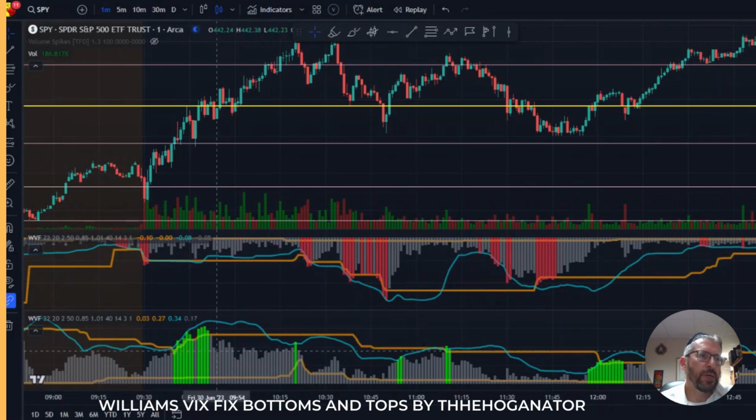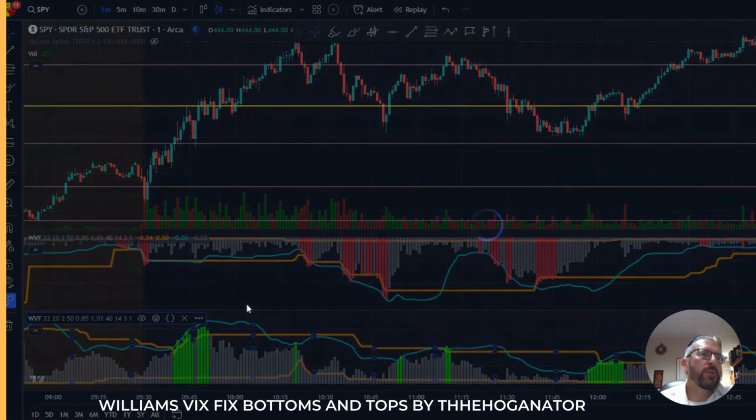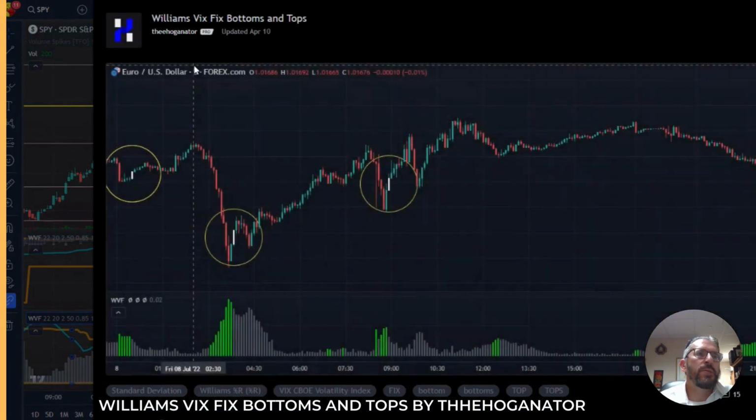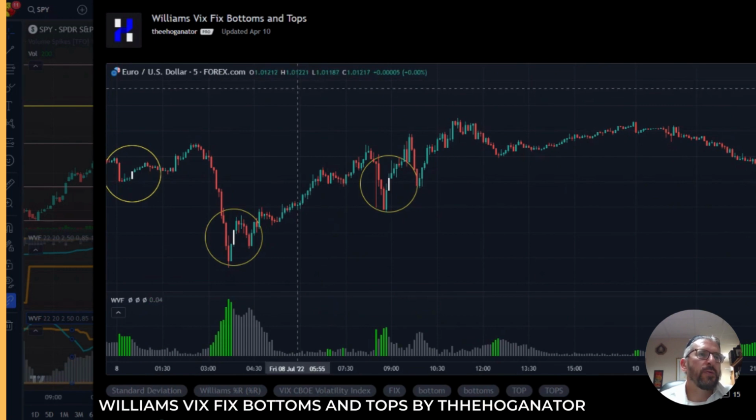This instance over here, you can tell by the green, is a top finder. It uses the formula to find the tops. But then over here in the red, I'm using the same indicator we had before, but in a new variation where it finds the bottoms. The red is the bottoms, the green is the tops. This indicator is called Williams Vix Fix Bottoms and Tops, and it's made by the Hoganator, and it's easy to find on Tradingview.